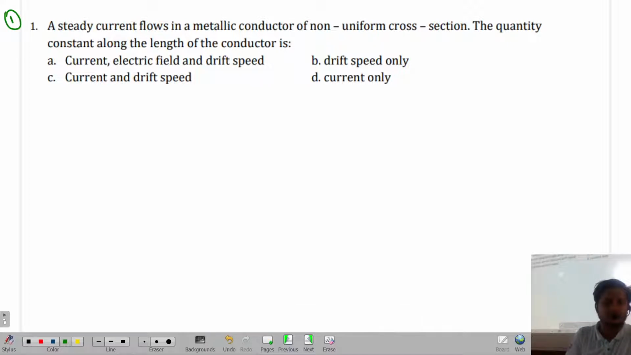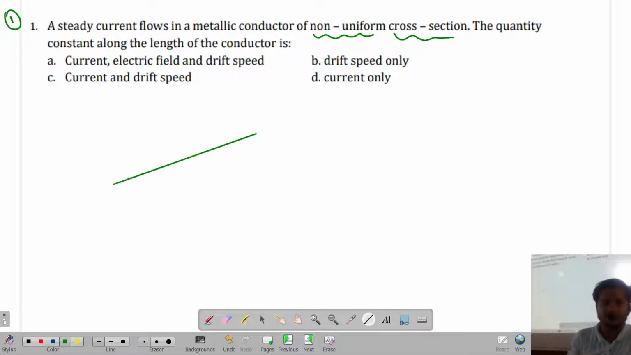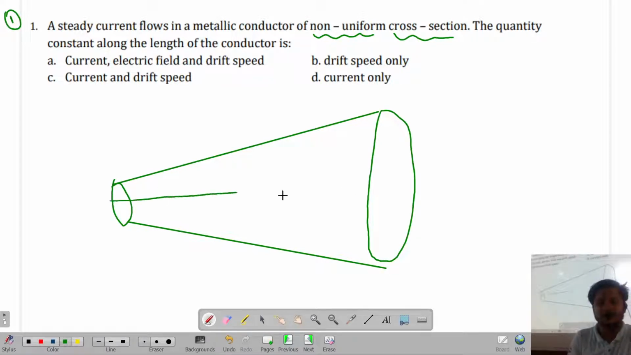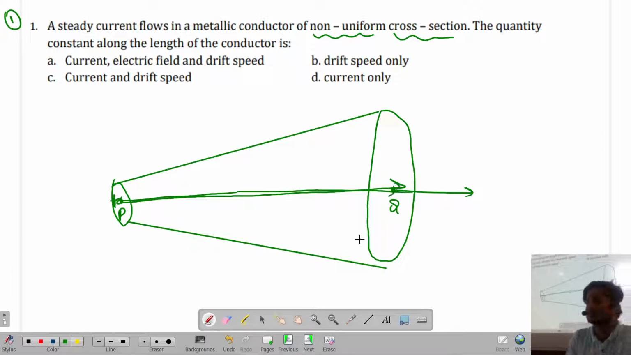Go through it. It is saying: a steady current flows in a metallic conductor of non-uniform cross section. The quantity constant along the length of the conductor. Can you give me an example of non-uniform cross section? Is this an example or not? The area of the wire is increasing with respect to the length, but it is asking what remains constant. If I consider from point P to point Q, this is the length of the conductor. Along this length, what remains constant?